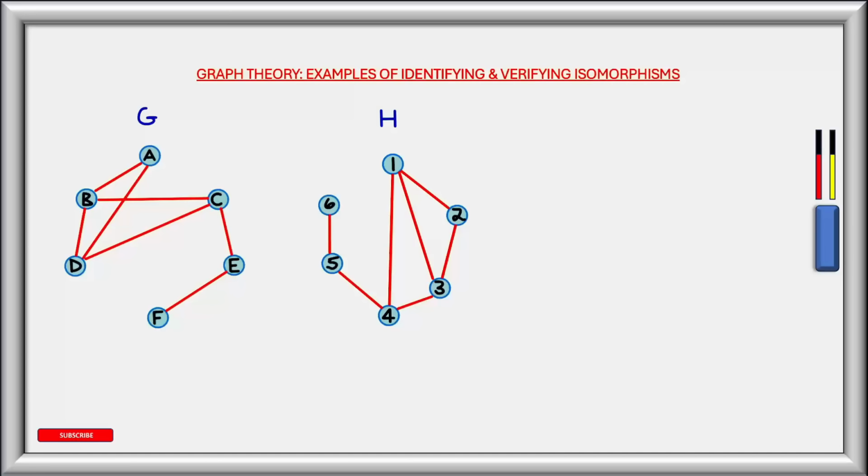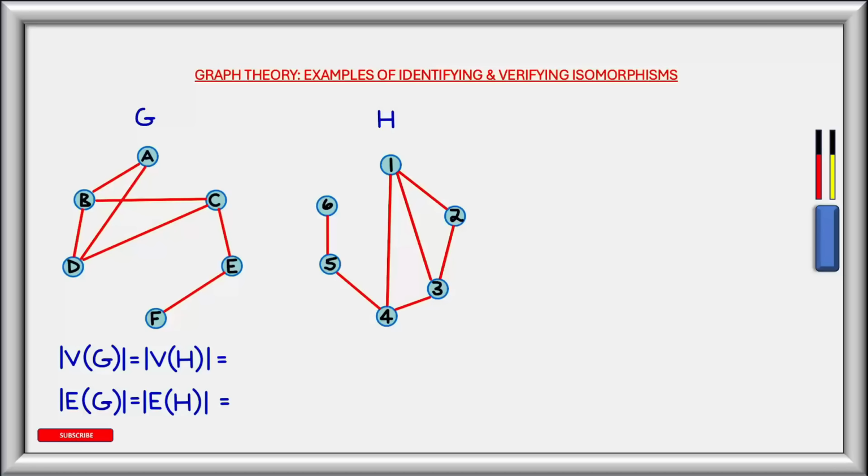In our next example, let's check these two graphs, G and H, to see if there exists an isomorphic relationship. And again, if you'd like to play along, pause the video now. So first, let's check that the number of vertices in each graph are of equal number. So in graph G, we have 1, 2, 3, 4, 5, 6 vertices. And in graph H, we have 1, 2, 3, 4, 5, 6 vertices. So both graphs have 6 vertices and therefore an equal number.